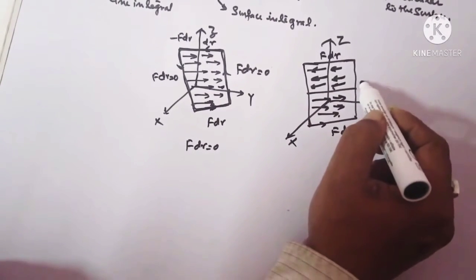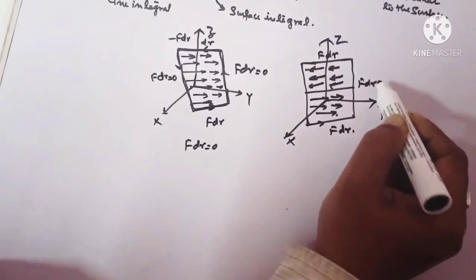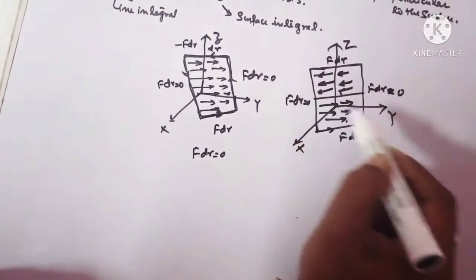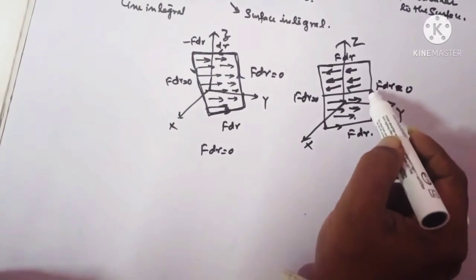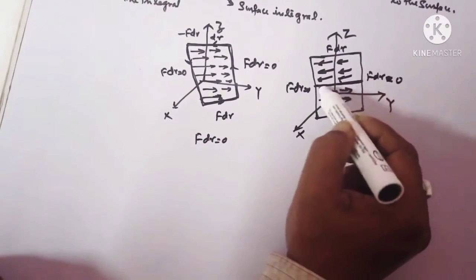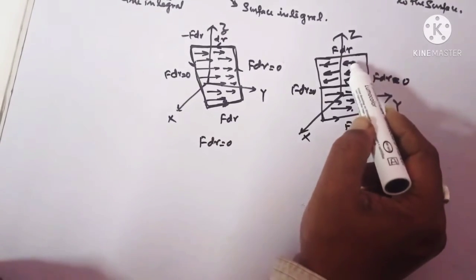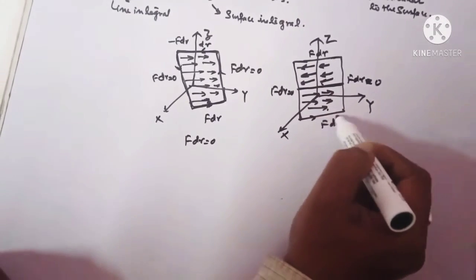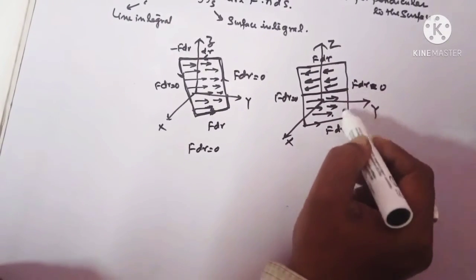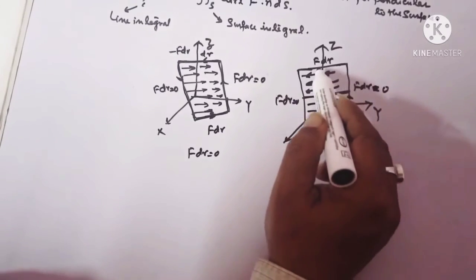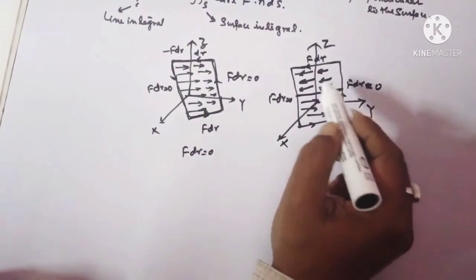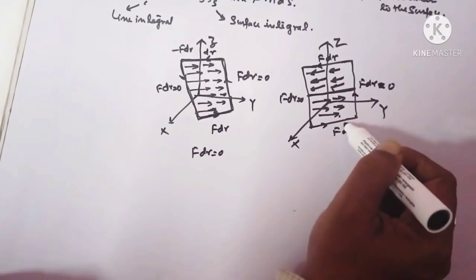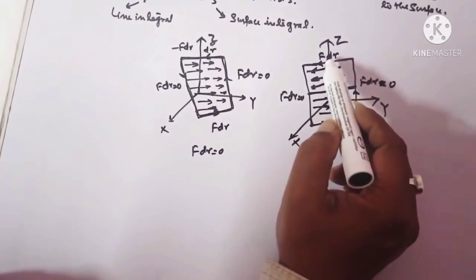And on this side F·dr will be 0, and on this side also F·dr will be equal to 0. So if we have divided this surface into two halves, in the upper half the vector is in this direction and in the lower half it is in this direction. Now as we move in the anti-clockwise direction, here it is F·dr in this side, and here it is F·dr in this side.